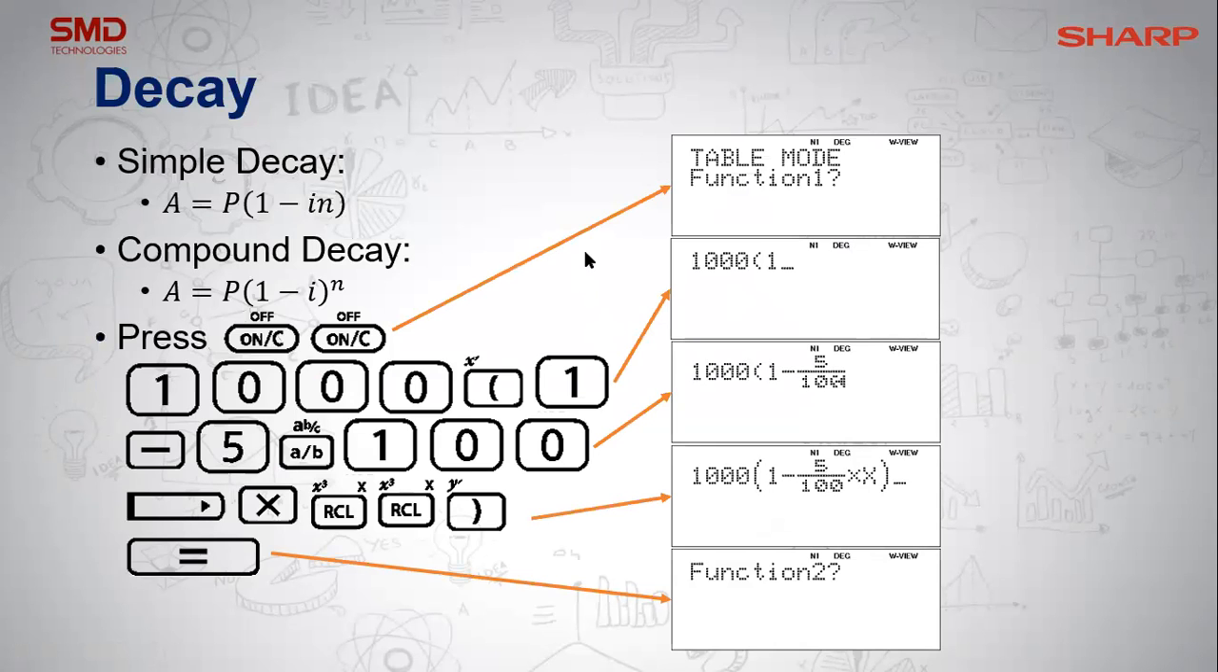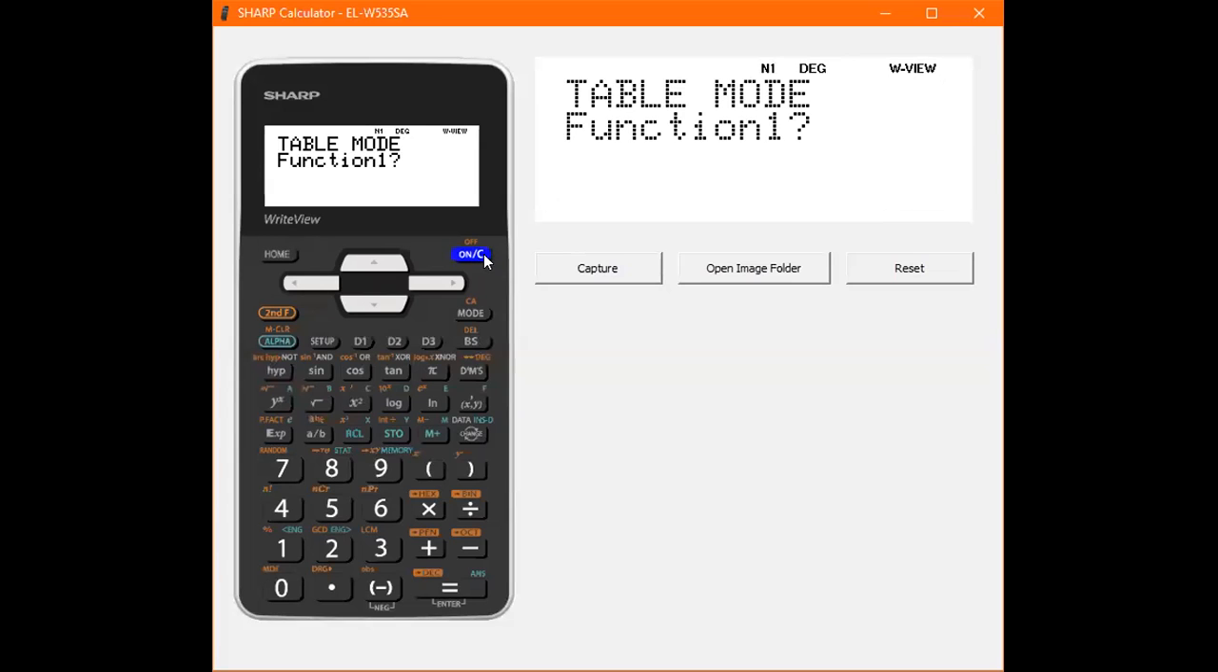Okay, great. So let's look at simple and compound decay. So decay, we look at grade 11. And again, I'm just going to use my magical table mode because it's just so great for this stuff. So let's just start with the simple decay equation. So let's say we have an asset of 1,000 Rand and it decays on a yearly basis in simple interest by 5%.